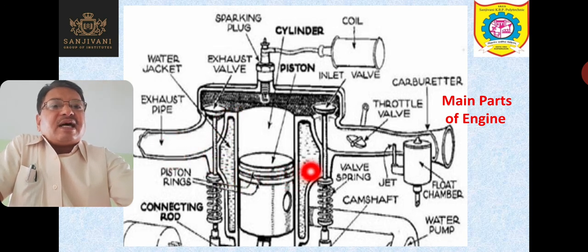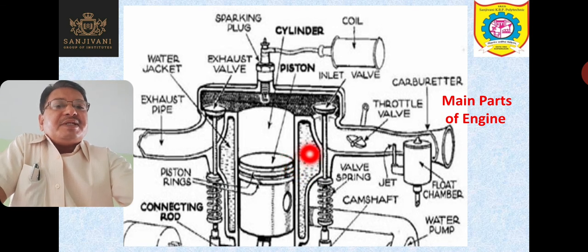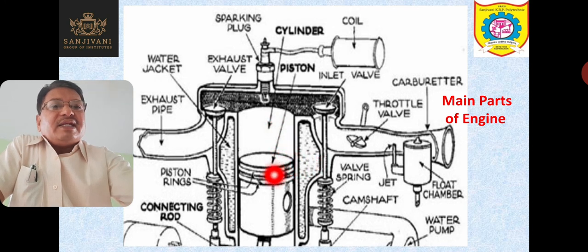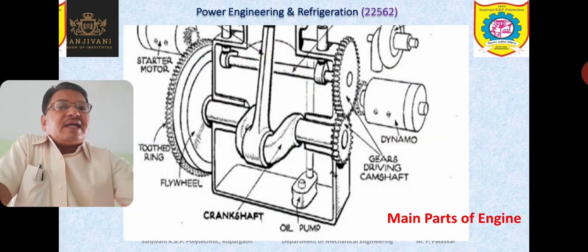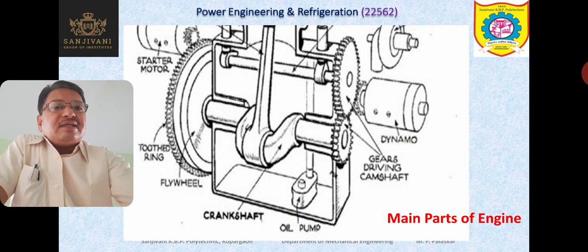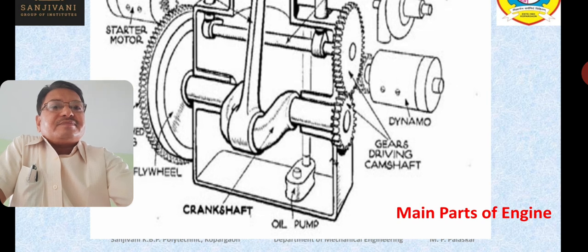Piston rings are present on the piston so as to avoid the leakage of the exhaust gases and the leakage of the oil. We are having the oil rings. Then another figure also we can have, this is the lower part, this is the oil pump.